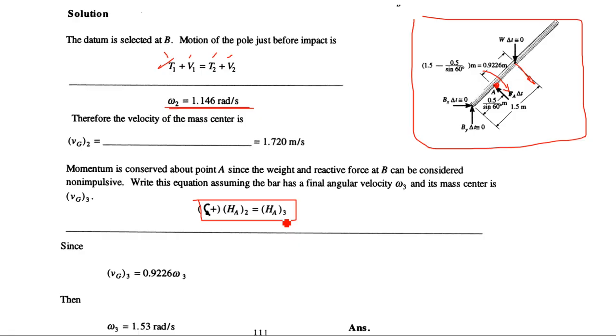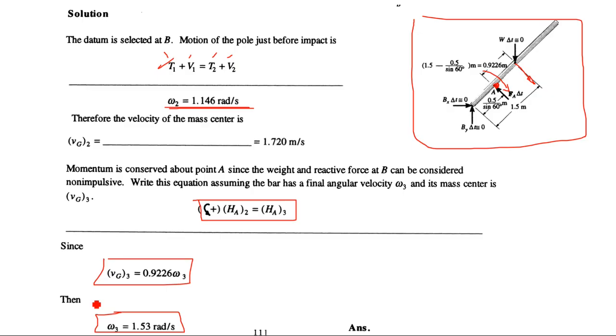From that, we know the value for omega 2. We only need to find the value for velocity 3, and then we can find omega 3 accordingly. Okay, so we're going to go through the steps.